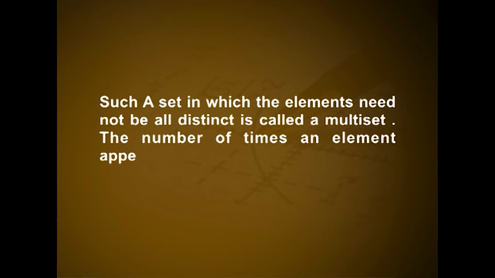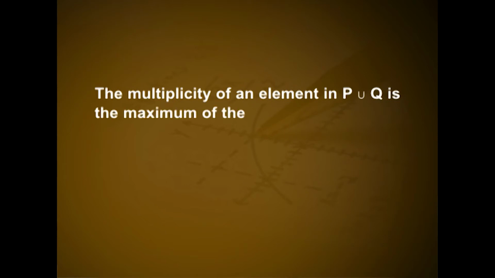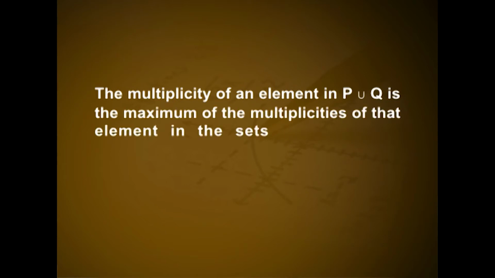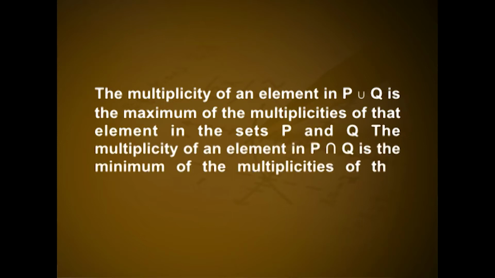The number of times an element appears in a multi-set is called the multiplicity of that element. For multi-sets, the union, intersection, difference, etc. will be multi-sets. Note that any set is a multi-set, but there are multi-sets which are not sets. If P and Q are multi-sets, then the multiplicity of an element in P union Q is the maximum of the multiplicities of that element in the sets P and Q.